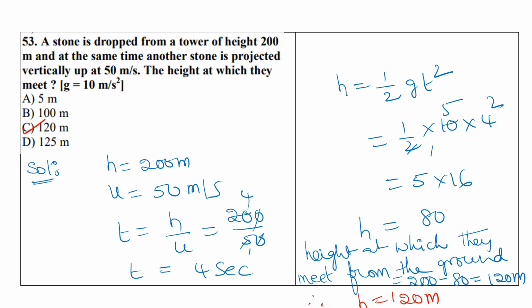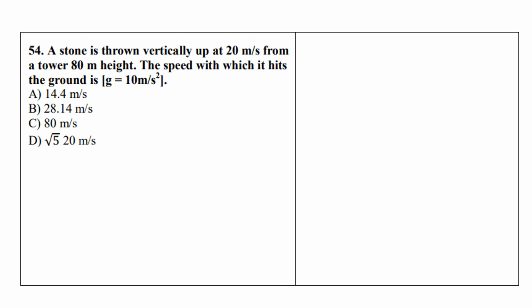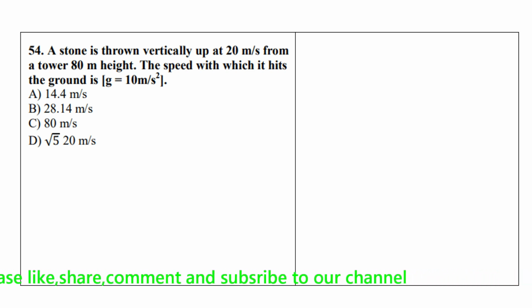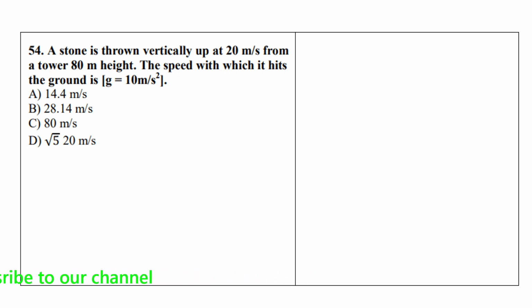Okay, next we will go to the next. A stone is thrown vertically up at 20 meters per second from a tower 80 meters in height. The speed with which it hits the ground is, here they have given g is equal to 10 meters per second square. Let us go to the solution.